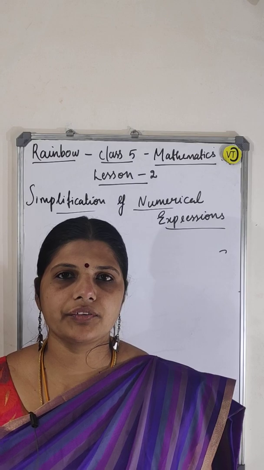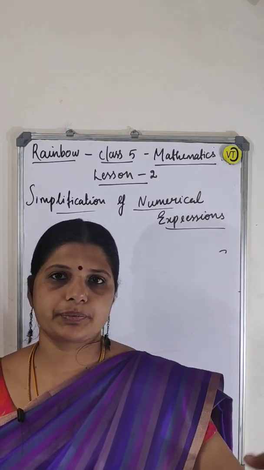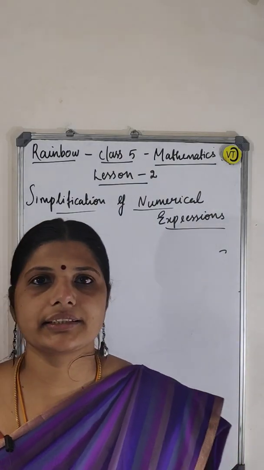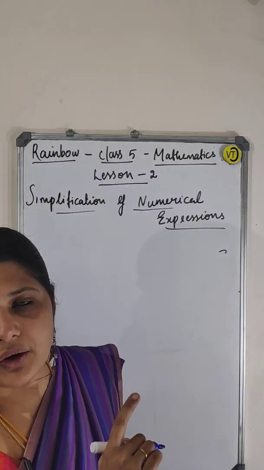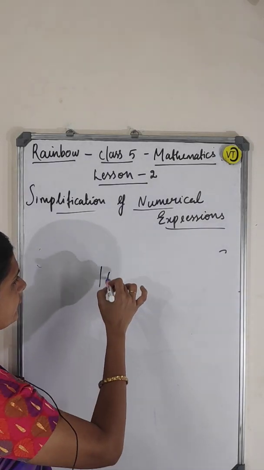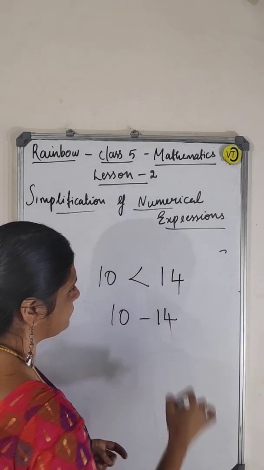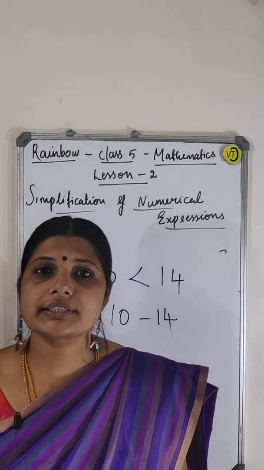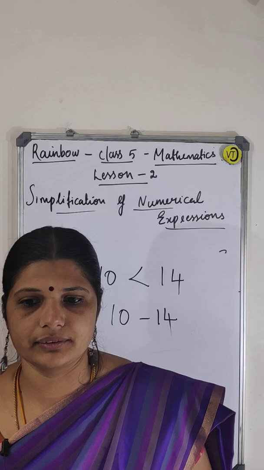So next I will give you some statements that you have to express in expression form, right? You have to translate it. So I will tell you here: 10 less than 14. How can you write it? 10 less than 14, in sense 10 minus 14. Okay. 7 more than 9. How can you write it? 7 plus 9.